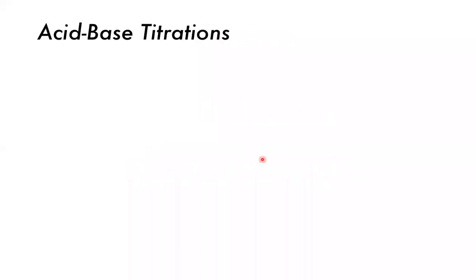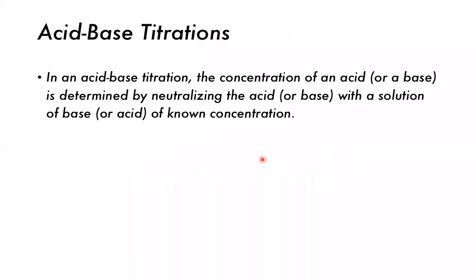So acid-base titrations. In an acid-base titration, the concentration of an acid or a base is determined by neutralizing the acid or base with a solution of base or acid of known concentration. So that's a little bit confusing. You react an acid of unknown concentration with a solution of base of known concentration, or you can do it the other way around. Basically what you're doing is the neutralization reaction, reacting H plus with OH minus to give water.